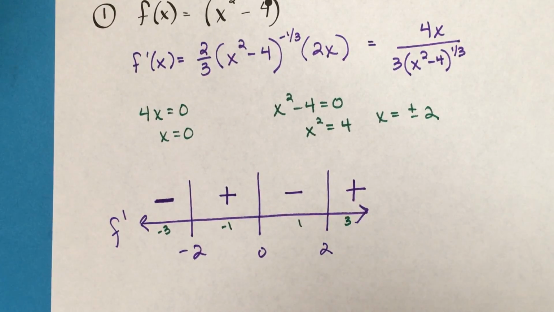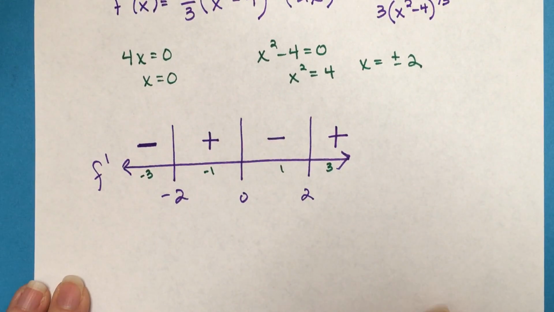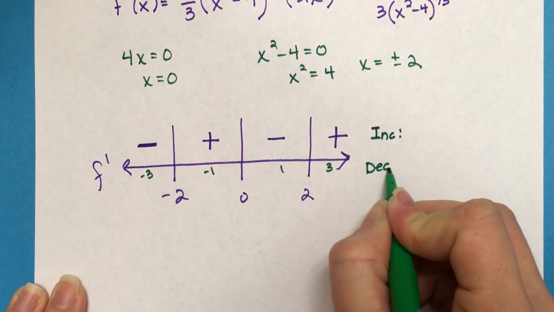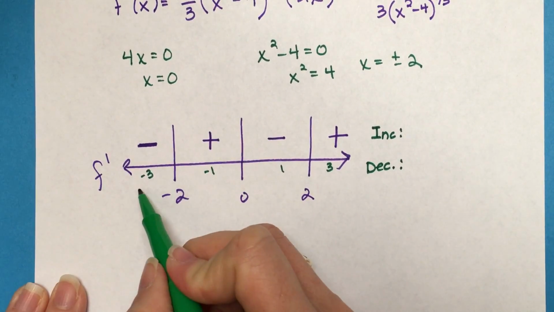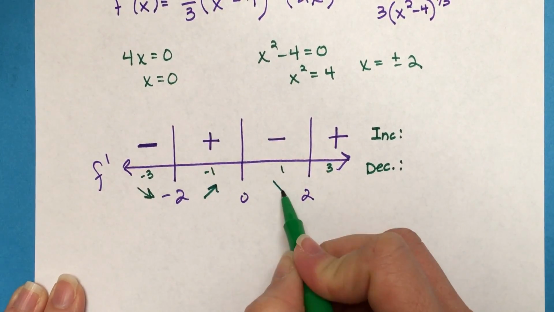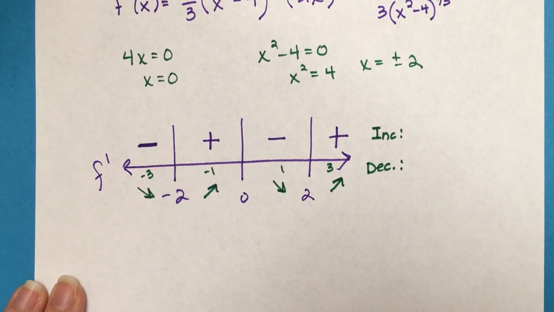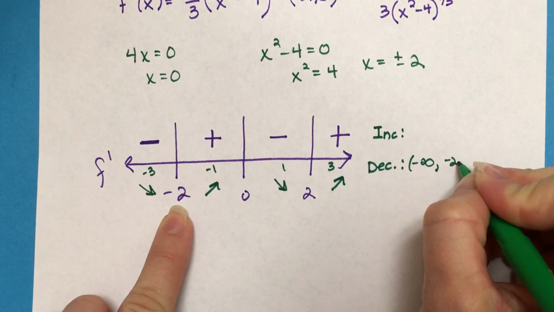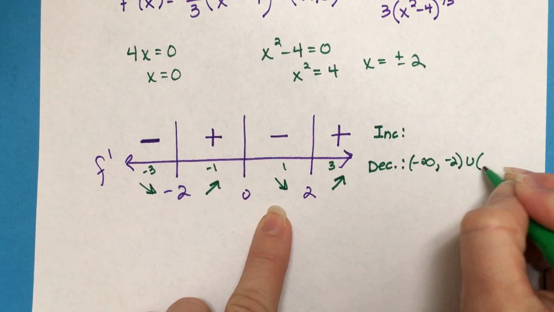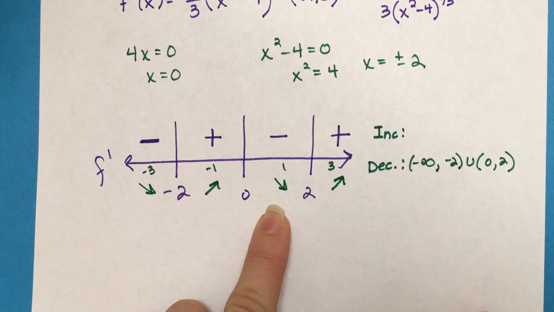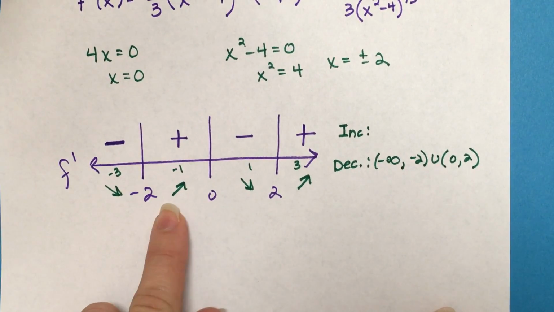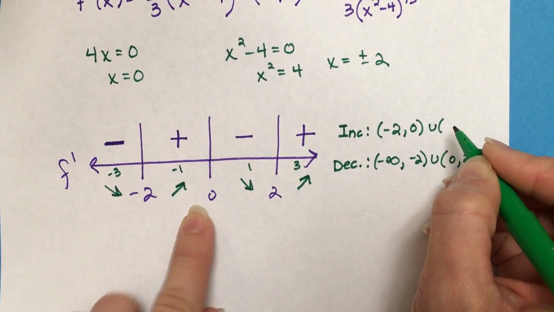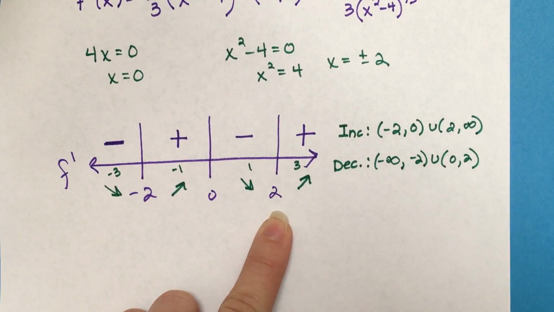Okay, so as far as increasing and decreasing is concerned, let's go ahead and describe those intervals. Of course, this is going to be decreasing, increasing, decreasing, increasing. So decreasing would be -infinity to -2. I'd also decrease from 0 to 2. And then increasing would be -2 to 0, and then from 2 to infinity.